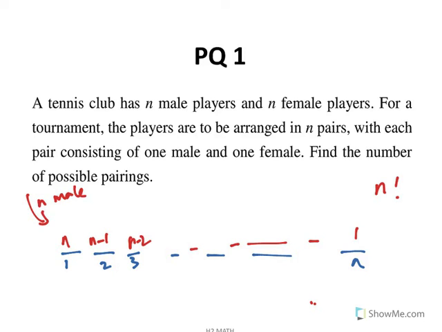Okay, so to look at a question like this, what we do is we basically fix one side. We fix maybe the male players and let the female slot in, or we can fix the female players and let the male players slot in. So we are using the slotting method.